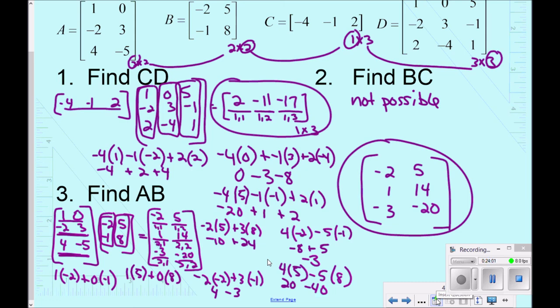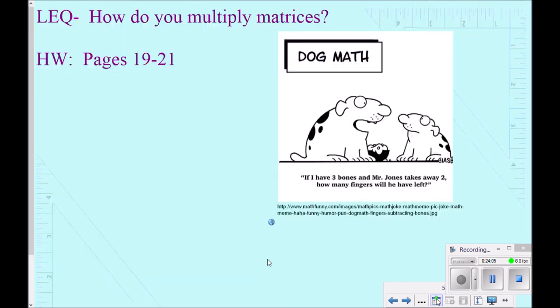Okay. All right, so homework for tonight is pages 19 through 21 in your Unit 2 packet.